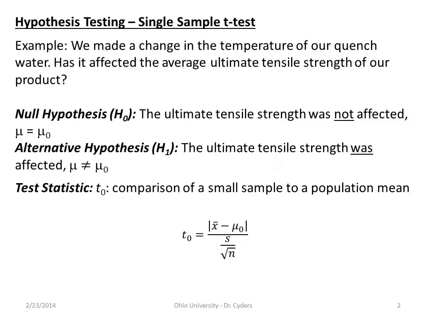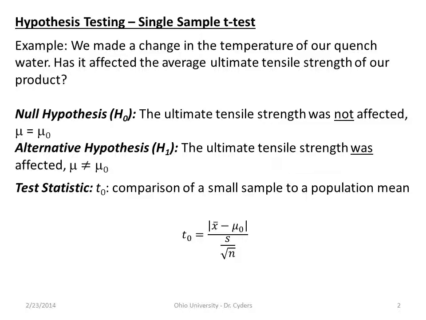And our test statistic, T0, is used for the comparison of a small sample to a population mean. Because I'm not, again, going to take 3 years of data before I do this experiment. I'm going to do this experiment and take a few data points and then compare them to my well-known data.